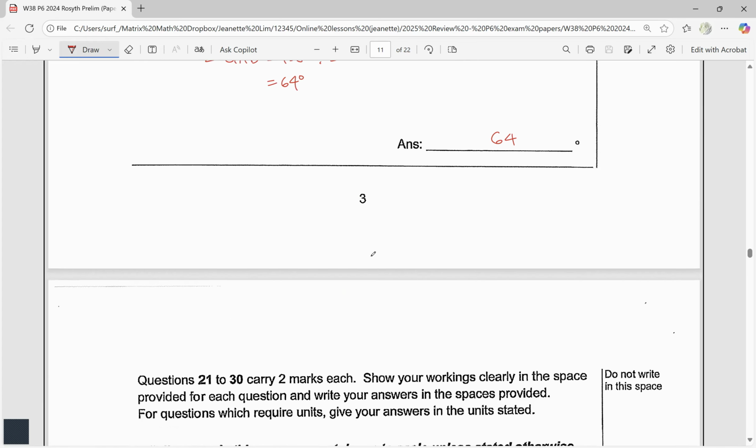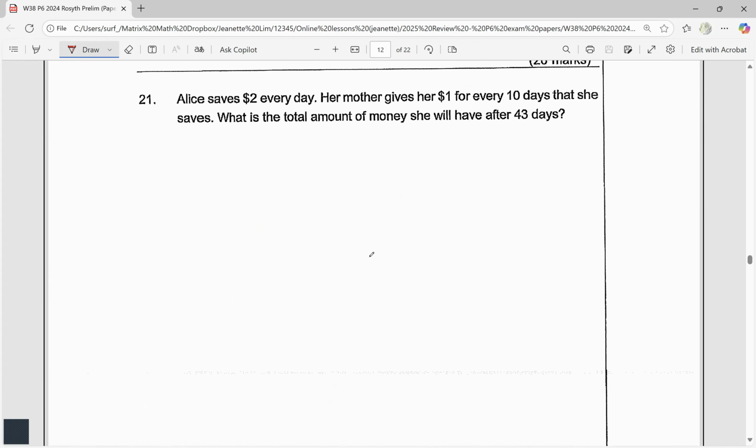Question 21. Alice saves $2 every day. Her mother gives her $1 for every 10 days that she saves. What is the total amount of money she will have after 43 days? Okay, so if her mother gives her $1 for every 10 days, right? Let's look at 10 days first. 10 days, how much will she get?